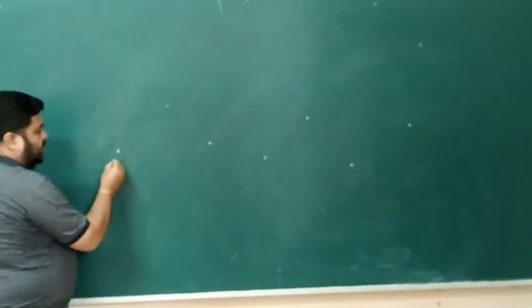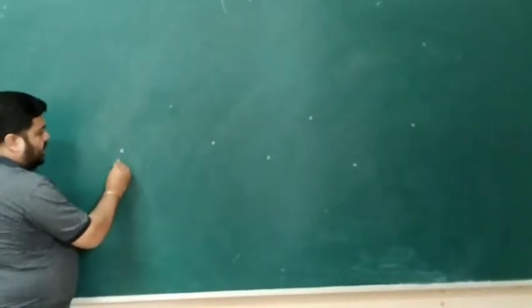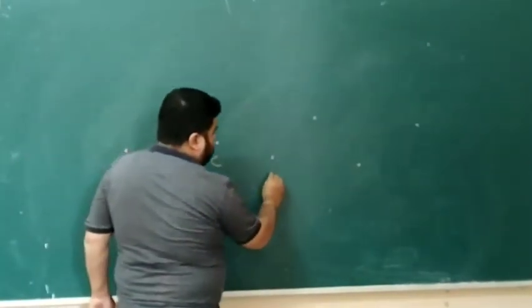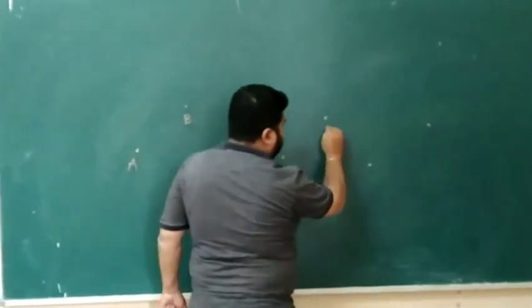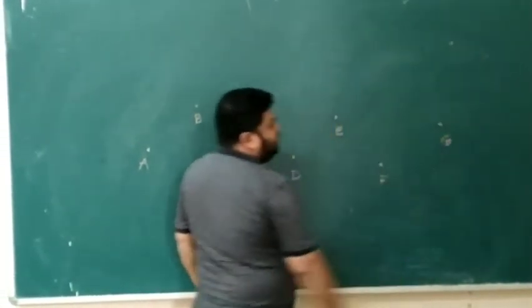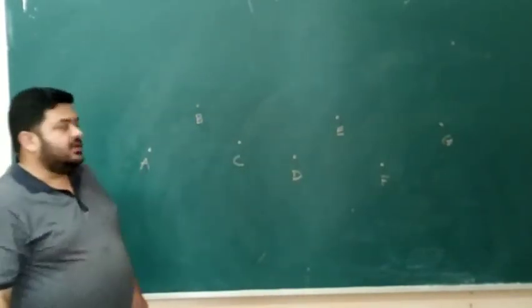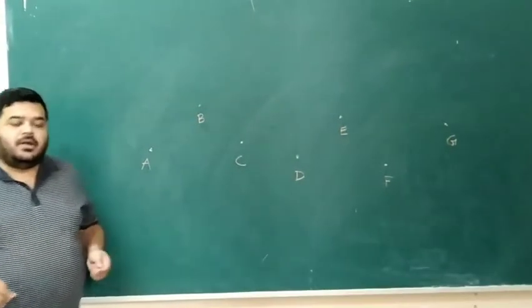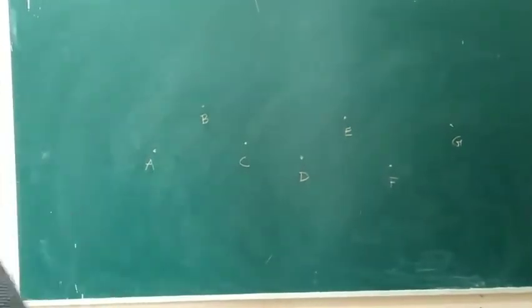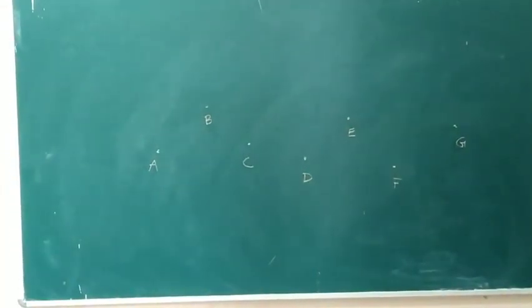Now, taking these points, first thing is to name these points. So, let us name them. A, then you have B, then you have C, then D, E, F, and you have G. After having all these points named, what is required next is to connect the points. So we will connect the points using straight lines.